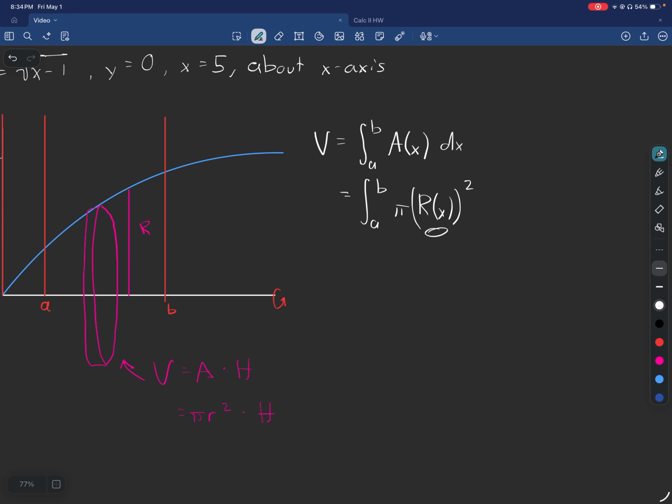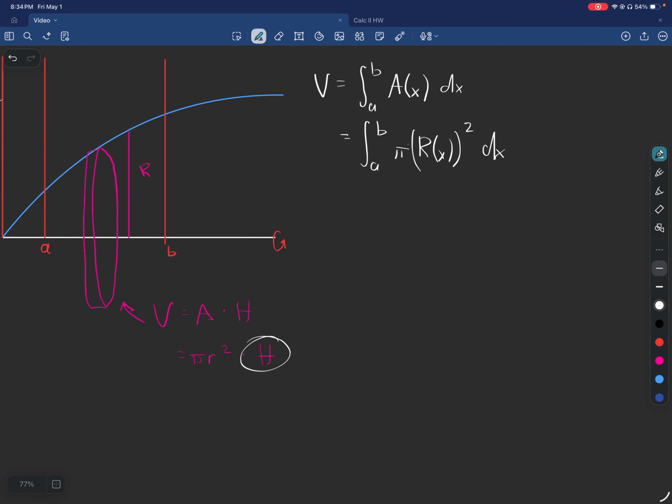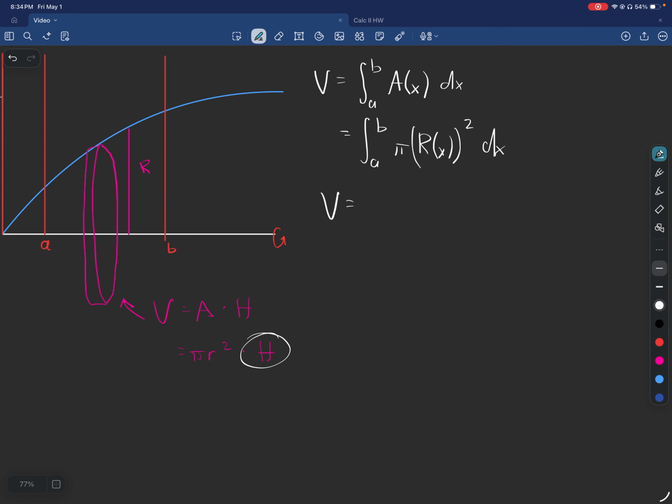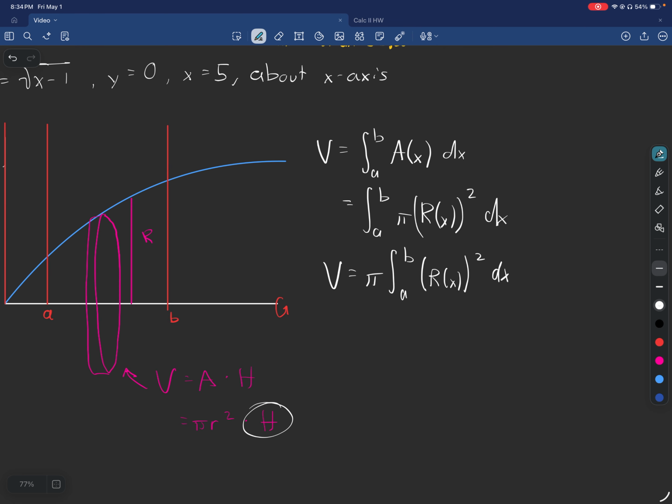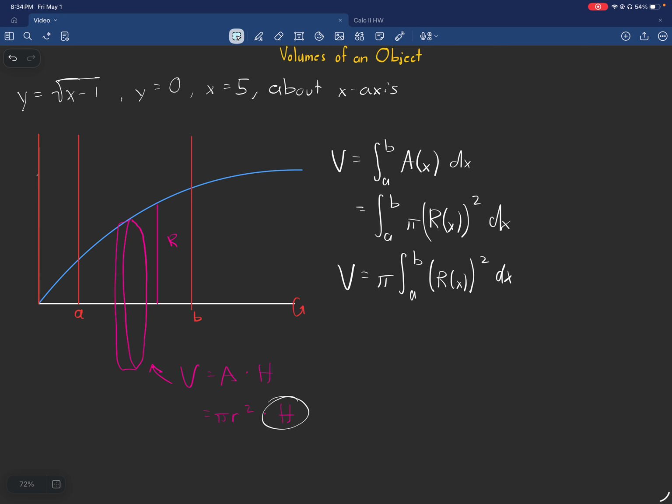Where our radius is now a function of x, since we're looking across a broad term rather than just one specific spot. So this way it's a lot easier to integrate at each and every point that we're looking for. And then we could just interpret the height as just dx. So we'll have dx there. And then taking out our constants to make integrating a bit easier, we're left with this formula for this method. And now we can apply that to our problem.